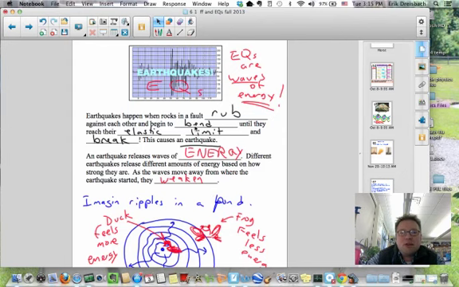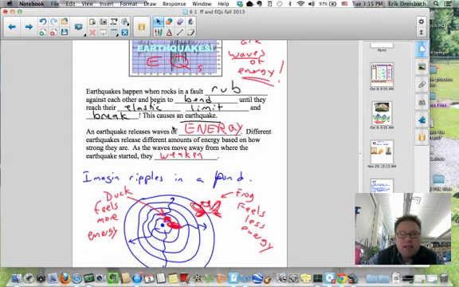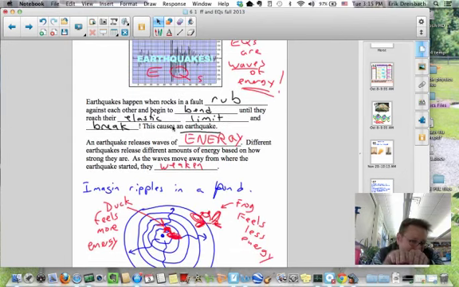Back to the earthquake notes. Okay, so an earthquake is when the rocks are being squished together and there's building up pressure, and all of a sudden they can't move anymore, and so they start to break and they move. And that break causes a release of energy.